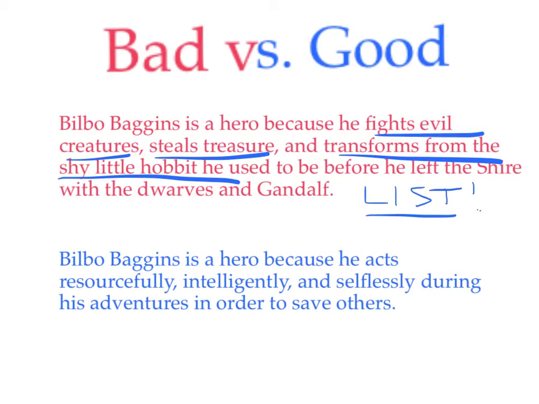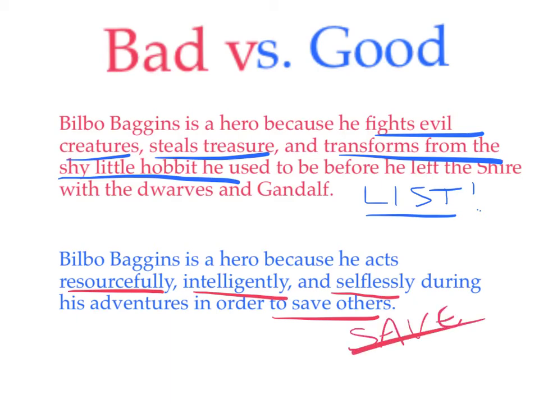But notice this second thesis statement. He acts resourcefully, intelligently, and selflessly to save others. This person is directing the entire paper towards Bilbo being selfless. He is saving other people's lives. It is directed towards one specific goal, looking at how Bilbo saves other people. The first one, since it's just a list, will probably read as a very, very scattered essay.